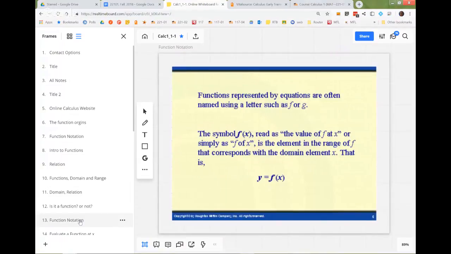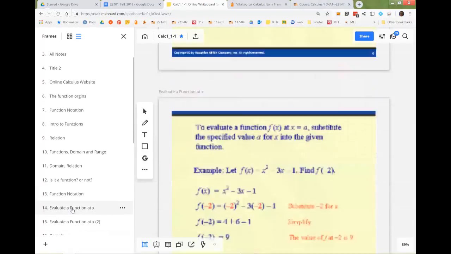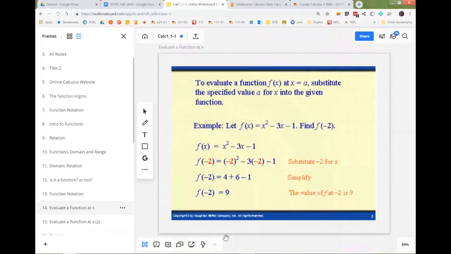So let's take function notation. We've already looked at it. f of x. Sometimes it's said f at x. So here we have a function. f of x is x squared minus 3x.